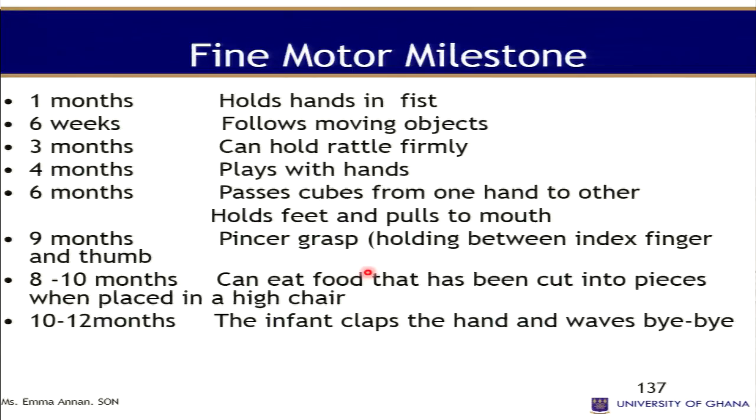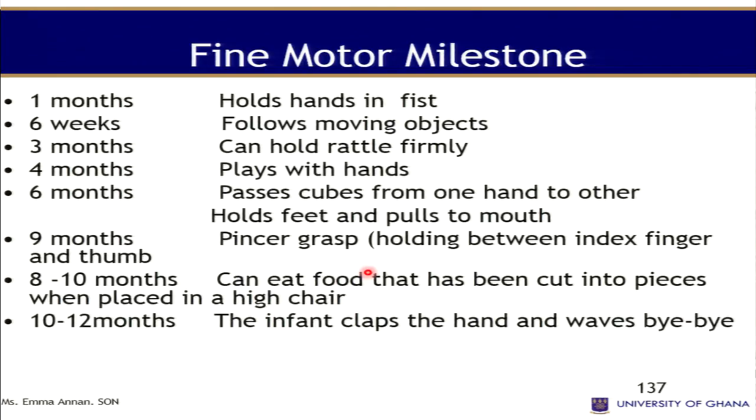At 3 months, the child can also hold a rattle firmly in the hand. Sometimes you are trying to pull it and it's so difficult. At 4 months, the child plays with the hands. Then at 6 months, the child can pass cubes from one hand to the other. So you can move it from the left hand to the other one. Sometimes the child holds the feet and pulls them to the mouth.